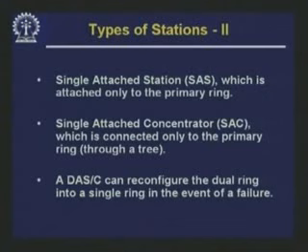And then of course, dual attached stations and dual attached concentrators are more costly. We have a cheaper variety if you think that is good enough, which is a single attached station, which is attached only to the primary ring. Similarly, you have single attached concentrators, which are connected only to the primary ring through a tree. A dual attached station or concentrator can reconfigure the dual ring, as mentioned earlier, into a single ring in the event of a failure.